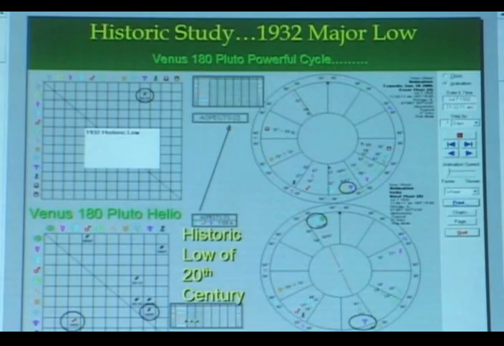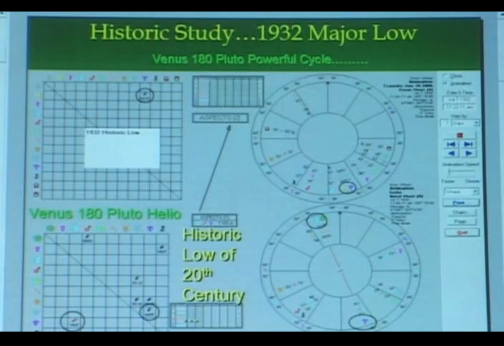Okay, here is the historic low of 1932. This low has been a low for almost 80-something years. The power of this low, again, came from a trigger of a Venus 180 Pluto cycle. This is a historic low of the 20th century. Here you can see Venus in Helio opposed to Pluto again. So again, we see our Venus opposed to Pluto right here.